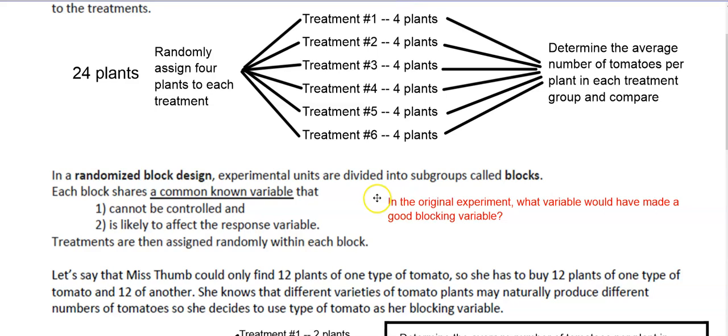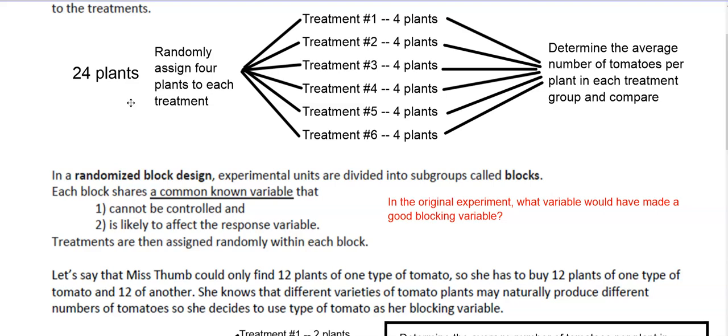The experimental units are divided into subgroups called blocks, similar to strata when we do sampling. Each block shares a common known variable that, one, cannot be controlled. In other words, we can't equalize it among all the treatment groups. Or we cannot make just that variable equal. For example, we could make sure each plant got an equal amount of water. But there are some variables that cannot be controlled. There's some differences in those plants that we know about, but we can't do anything about. Those are variables that we might want to consider for blocking.